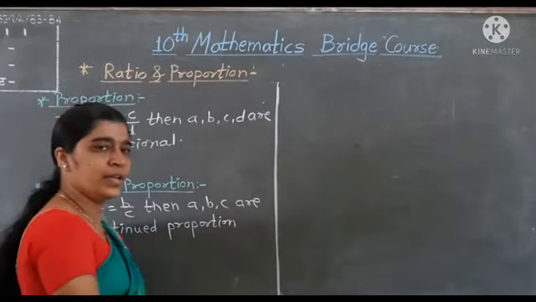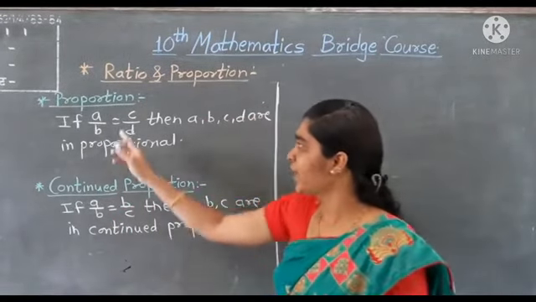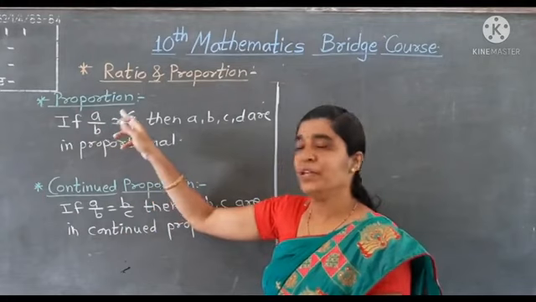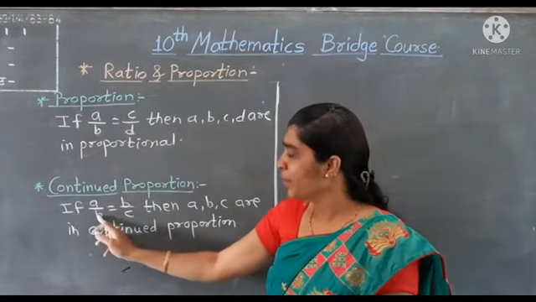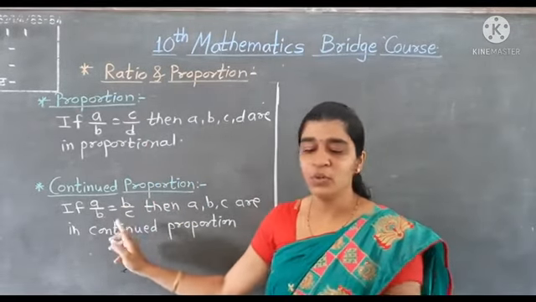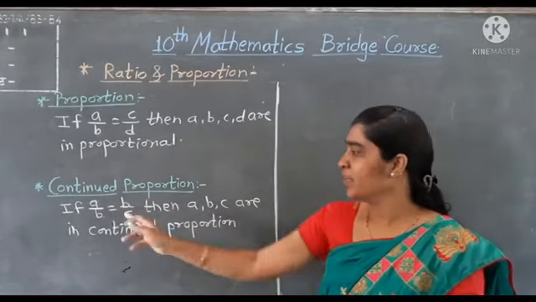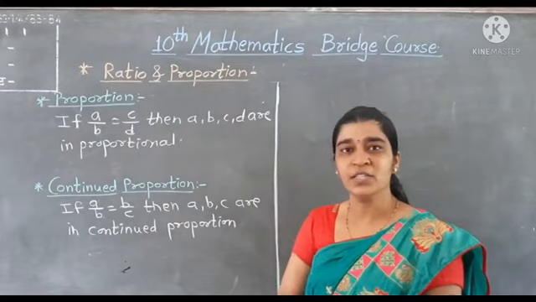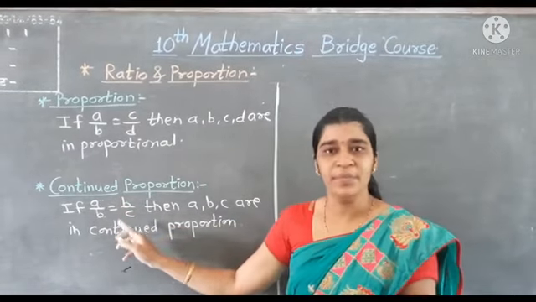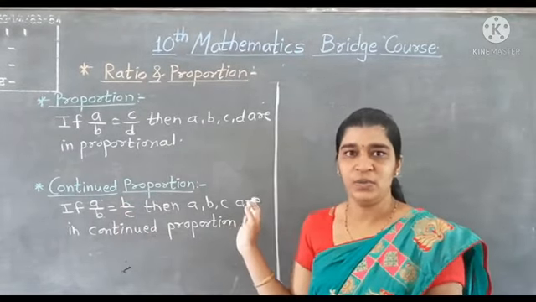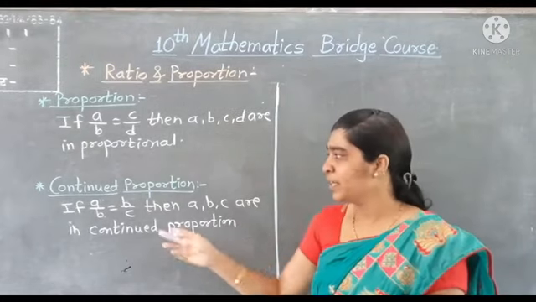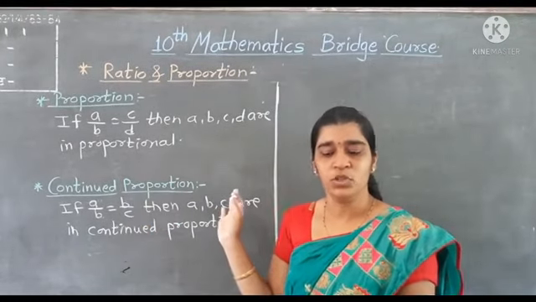Here you observe that A into D is equal to B into C, and here B into B means B square is equal to AC. It is also called the geometric mean. Here B is called the geometric mean of A and C. Geometric mean, we can also say geometrical mean.